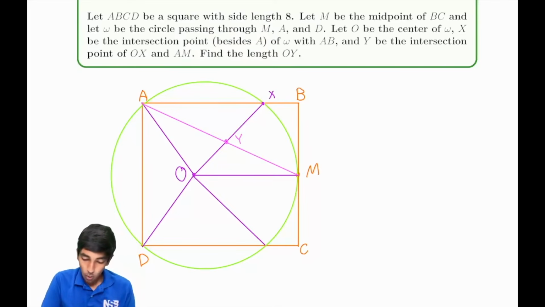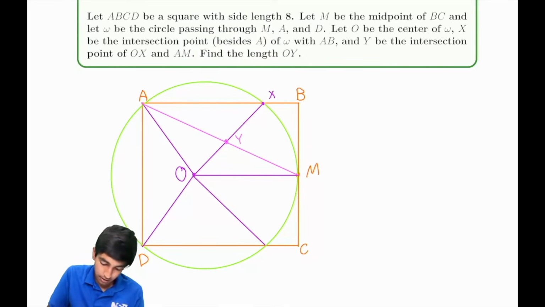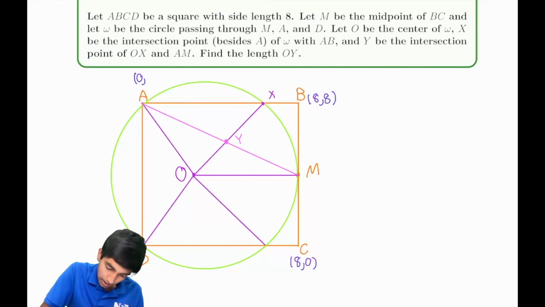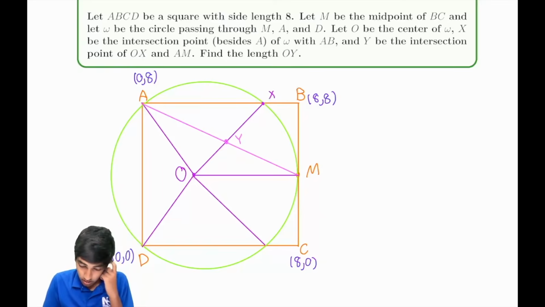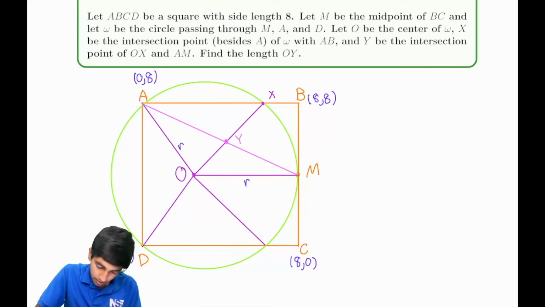So what we're going to do for this problem is very similar. We're just going to assign coordinates. So let's say 0, 0, 8, 0, 8, 8, and 0, 8. Okay. So now we have a circle. We want to find the equation of this circle, first of all. In order to find the equation of the circle, we need the center and the radius. How do we find the center of the circle? Well, this is R. This is R. This is R.